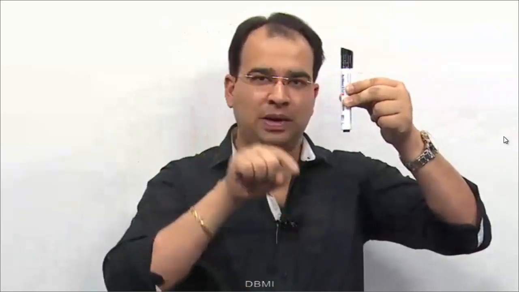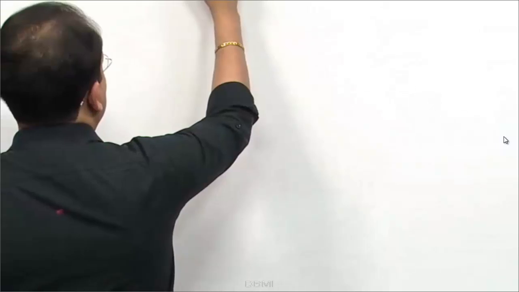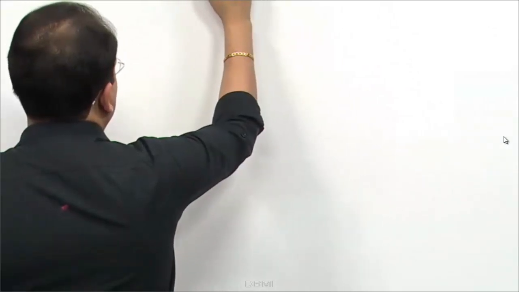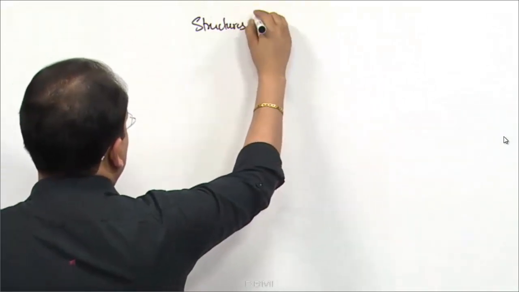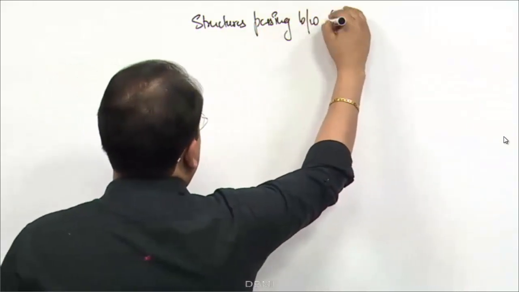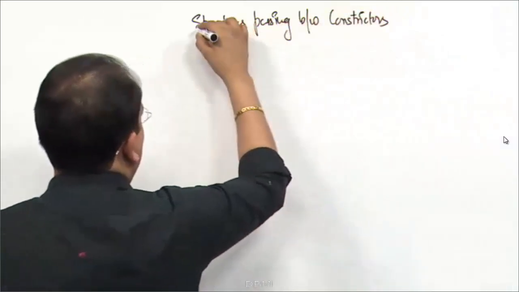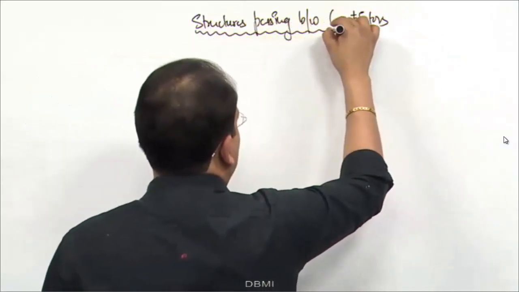And that's why between all the constrictor muscles you will find a gap, and those gaps between the constrictor muscles provide space for many structures to go inside. So let's talk about the structures passing between constrictors.